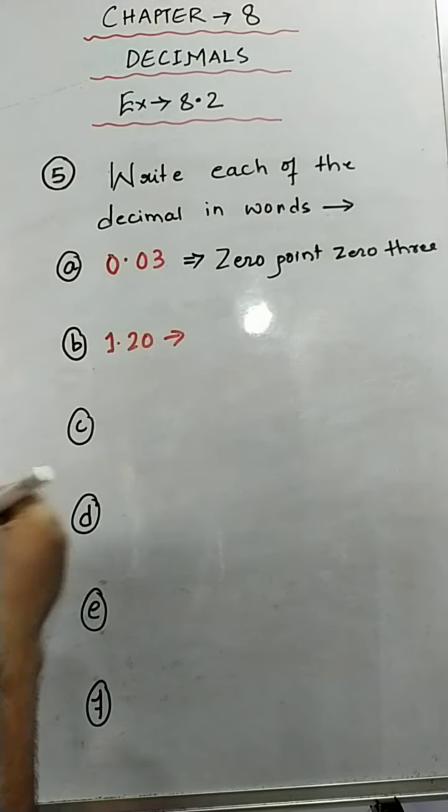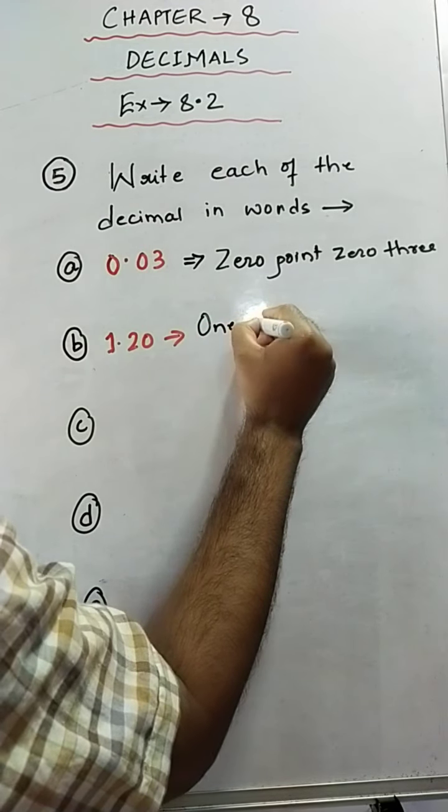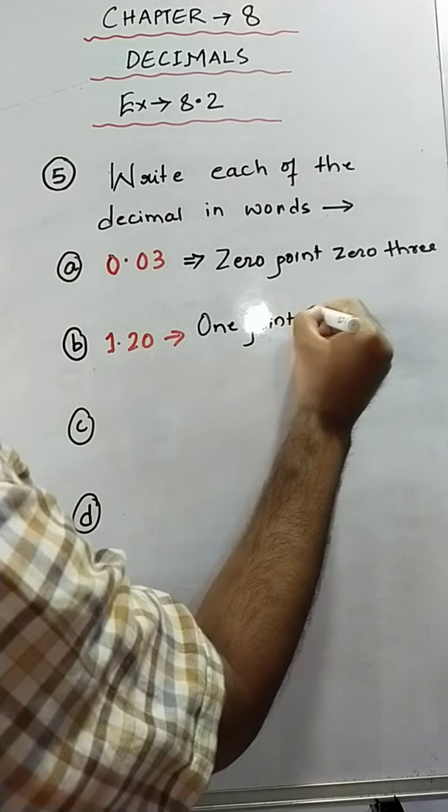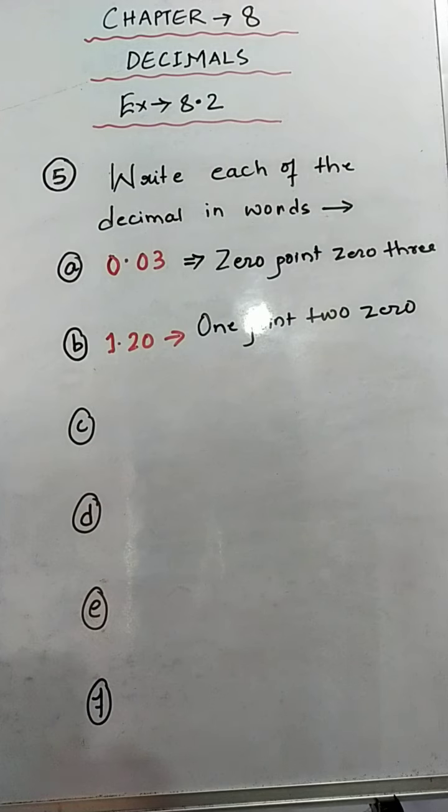So how are we reading this number? 1.20, isn't it? So we will write it in the same way only, 1.20. Okay, now what is the third number?